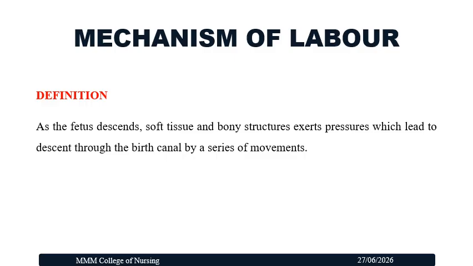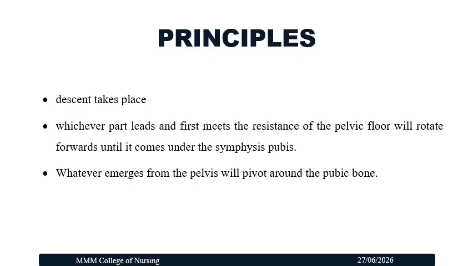Mechanism of labor. Definition. As the fetus descends, the soft tissue and bony structure exerts pressure which leads to the descent through the birth canal by a series of movements. Principles. So totally we have three principles. First principle is descent takes place throughout the labor. Second, whichever part leads and first meets the resistance of the pelvic floor will rotate forward until it comes under the symphysis pubis. Third principle is whatever emerges from the pelvis will pivot around the pubic bone.